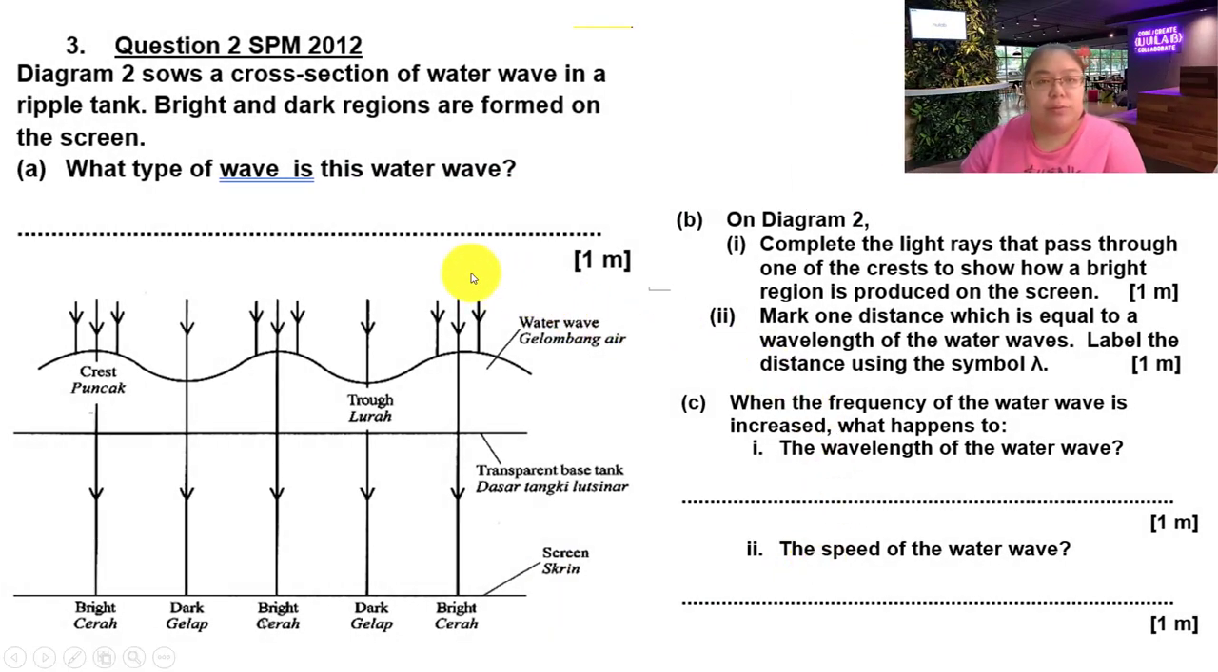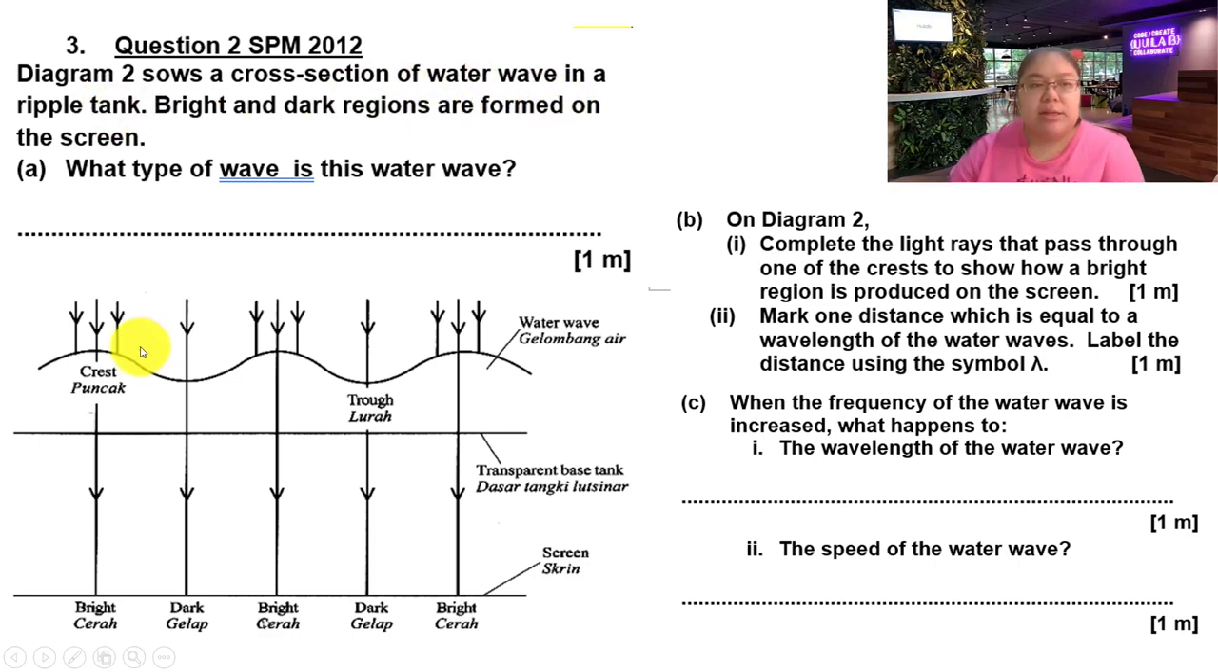Okay, now we go to question number 3. They show a cross section of the water wave in the river tank. Normally the light, when it goes to the crest, they will find it becomes bright. When they go to the trough, they find it becomes dark. Now they ask what type of wave the water wave is. So the water wave should be a transverse wave.